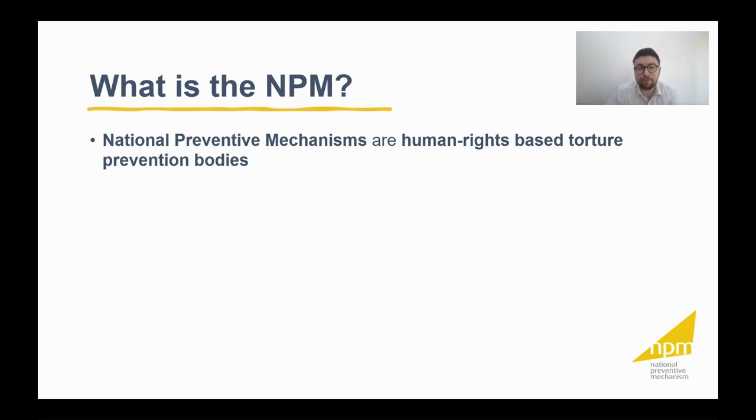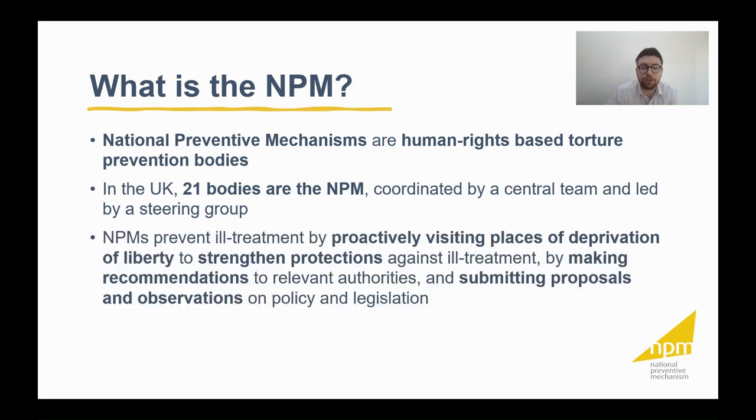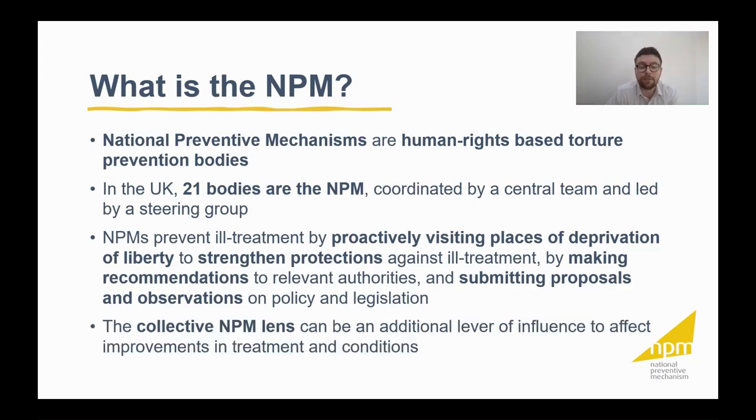What is the National Preventive Mechanism? NPMs are human rights-based torture prevention bodies. In the UK, 21 bodies are the NPM, coordinated by a central team and led by a steering group. NPMs prevent ill treatment by proactively visiting places of deprivation of liberty to strengthen protections against ill treatment, by making recommendations to relevant authorities, and submitting proposals and observations on policy and legislation. The collective NPM lens can be an additional lever of influence to effect improvements in treatment and conditions.